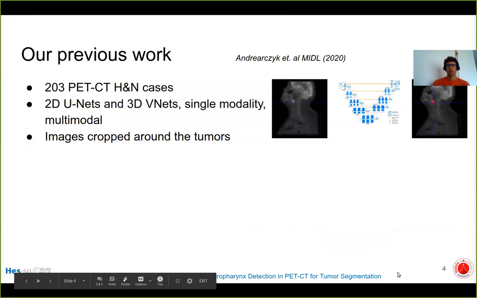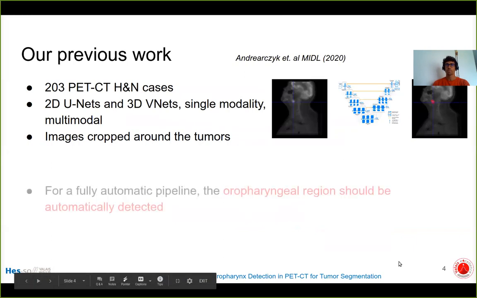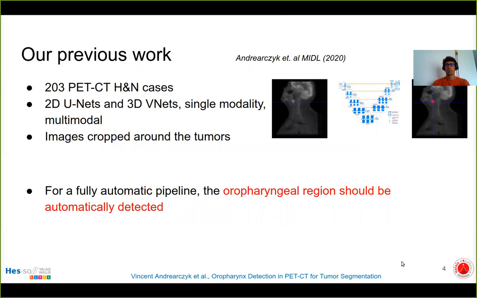In our previous work presented in the middle of this year, we had 203 PET-CT images. We compared 2D and 3D CNNs for segmentation, and single modality versus multimodal. The images were cropped around the tumors to input them to the CNN, so manually cropped. But for a fully automatic pipeline, the oropharyngeal region should be automatically detected. And this is what we propose in the short paper.